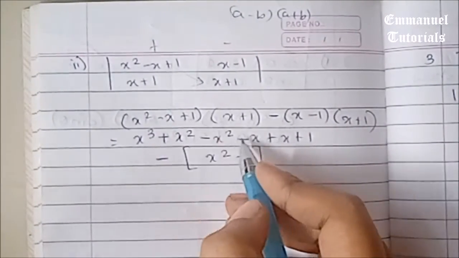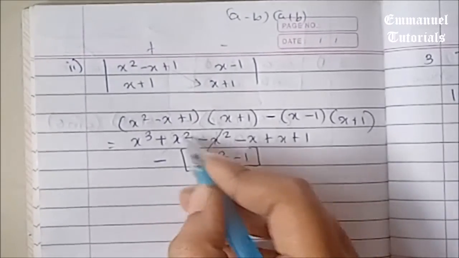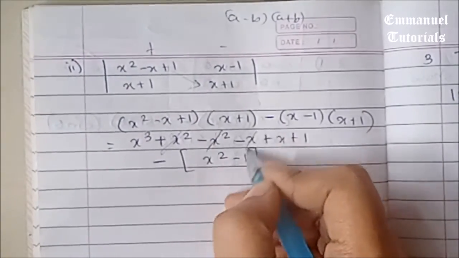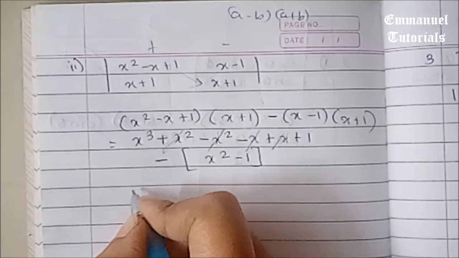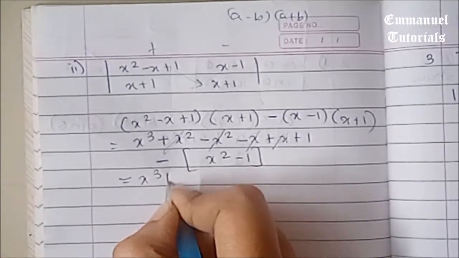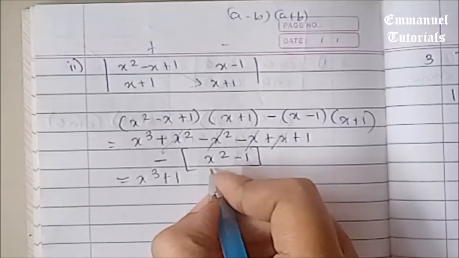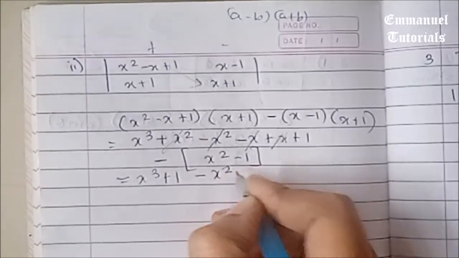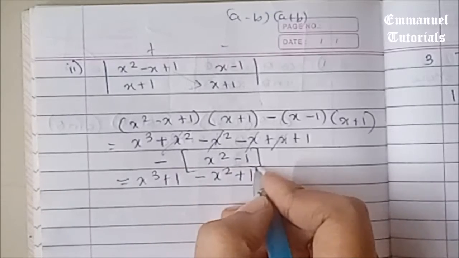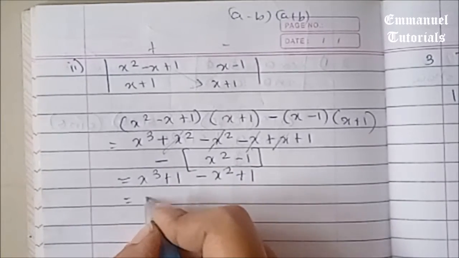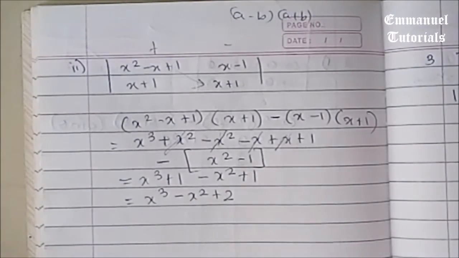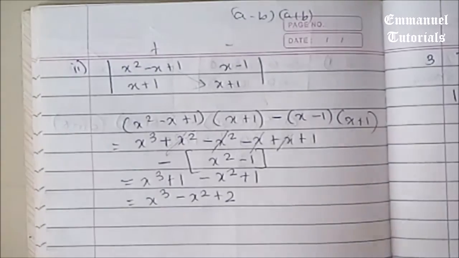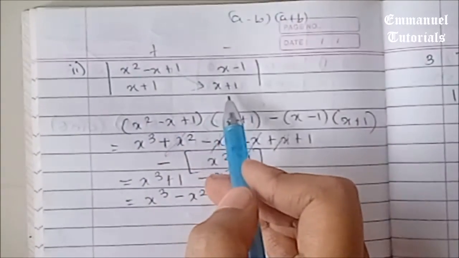Now in this, x square and x square can be cancelled because plus and minus, plus x square minus x square, minus x plus x, again it's going to get cancelled. So what is going to remain is x cube plus 1 minus x square, because if you expand this, minus x square plus 1, because minus into minus is plus. So this is going to become x cube minus x square plus 2. So this is going to be the determinant value of this determinant. Now let's go to the next question.